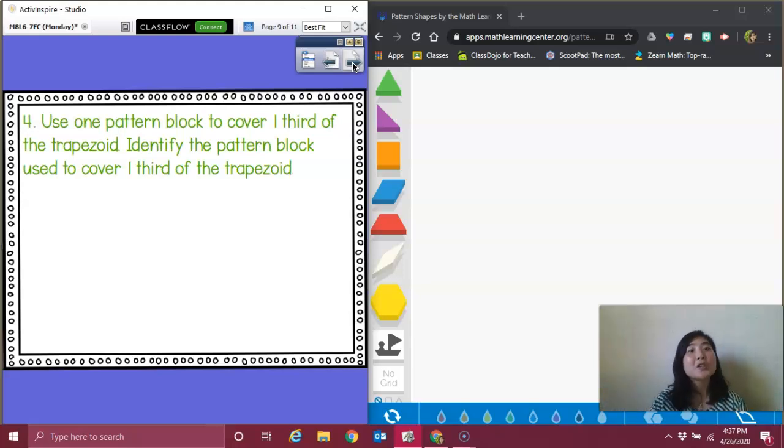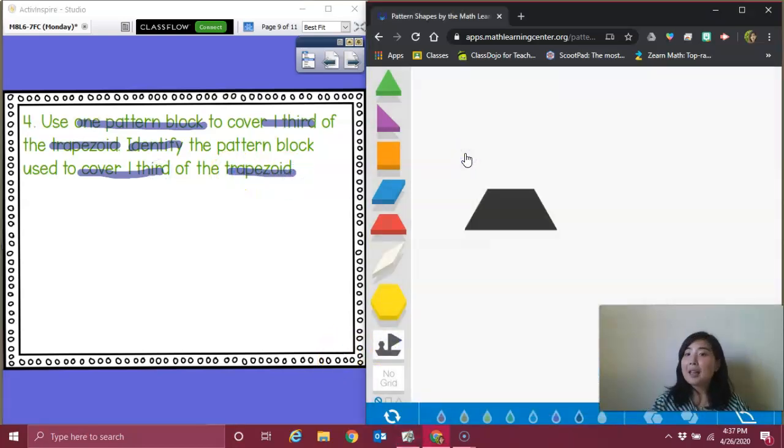So number 4 says use 1 pattern block to cover 1/3 of the trapezoid. Identify the pattern block used to cover 1/3 of the trapezoid. So I'm going to annotate this question. It tells me to use 1 pattern block to cover 1/3 of the trapezoid. Now I need to figure out the pattern block that is used to cover 1/3 of the trapezoid. So I'm going to pull out an outline of a trapezoid, and I need to figure out which of these shapes could fit inside of that trapezoid 3 times.